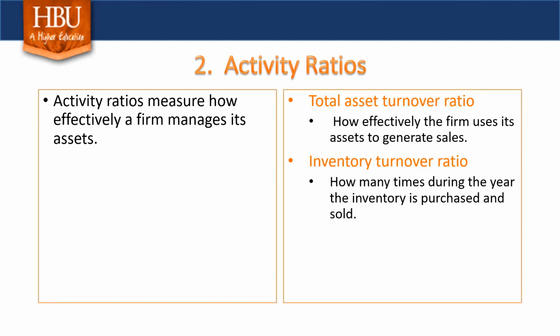The second way to consider the financial state of an organization is through the activity ratio. The activity ratio measures how effectively a firm manages its assets. And remember, assets are those goods and resources. Two ways to do this. First is total asset turnover ratio. It's how effectively the firm uses its assets, those goods and resources, to generate sales. Second, inventory turnover ratio. This is how many times during the year the inventory is purchased and sold.